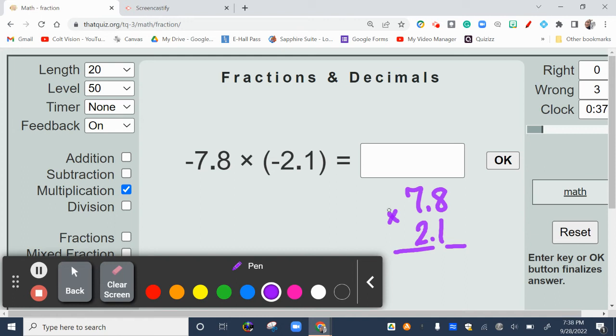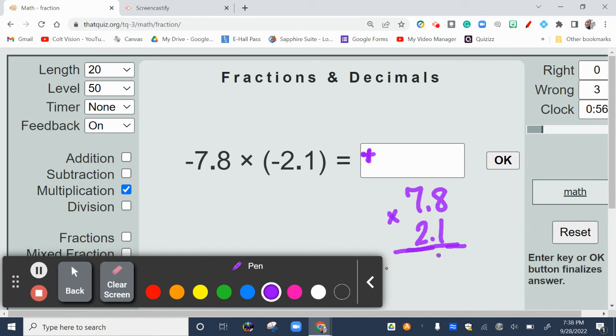So let's look at this problem. Now I have -7 and 8/10 times -2 and 1/10. Since they're both negative, when the sign's the same, my answer will be positive. So I'm just going to write a positive here before I start solving. And now I'm going to solve this problem. So I stack them again. They're the same length, so it didn't matter which one was on top. And I'm going to multiply.